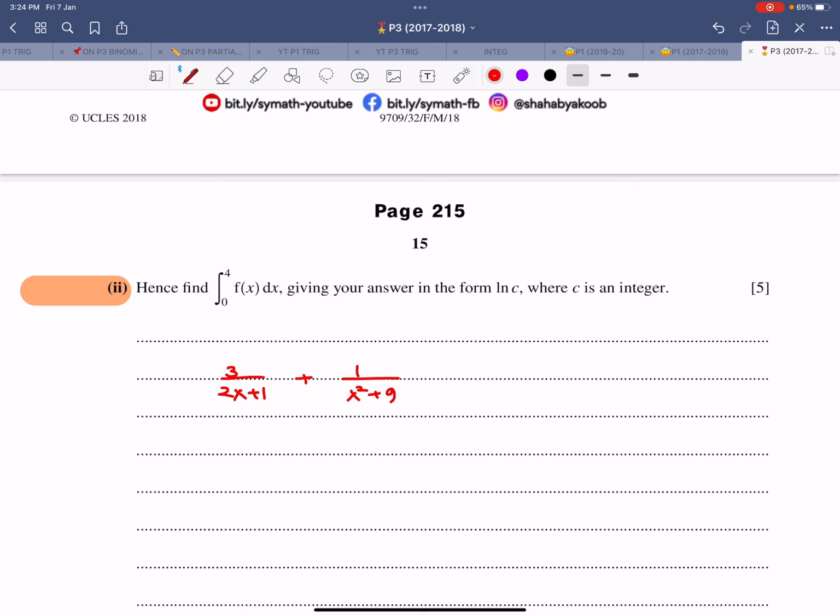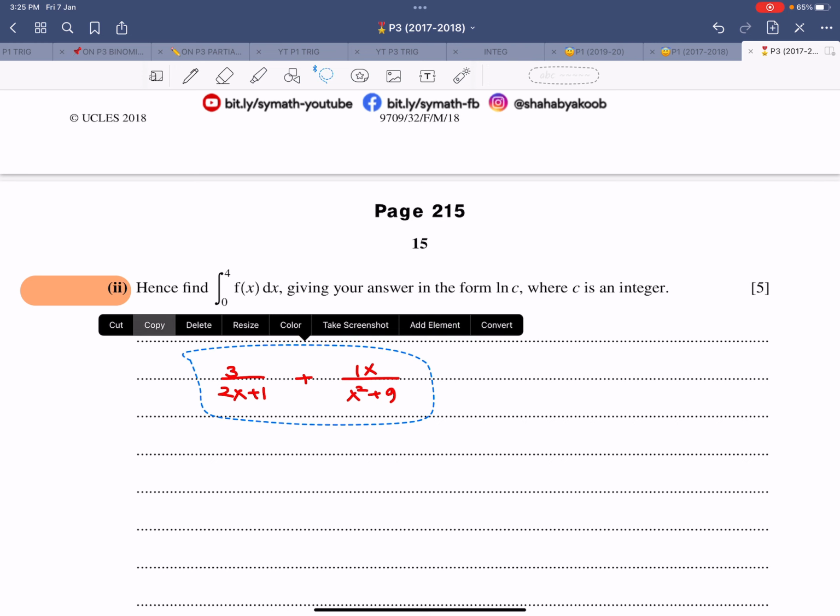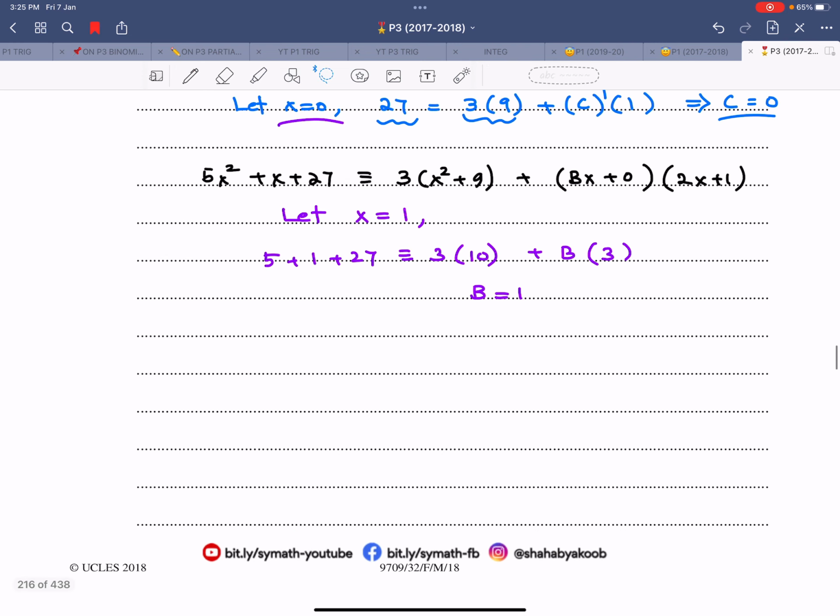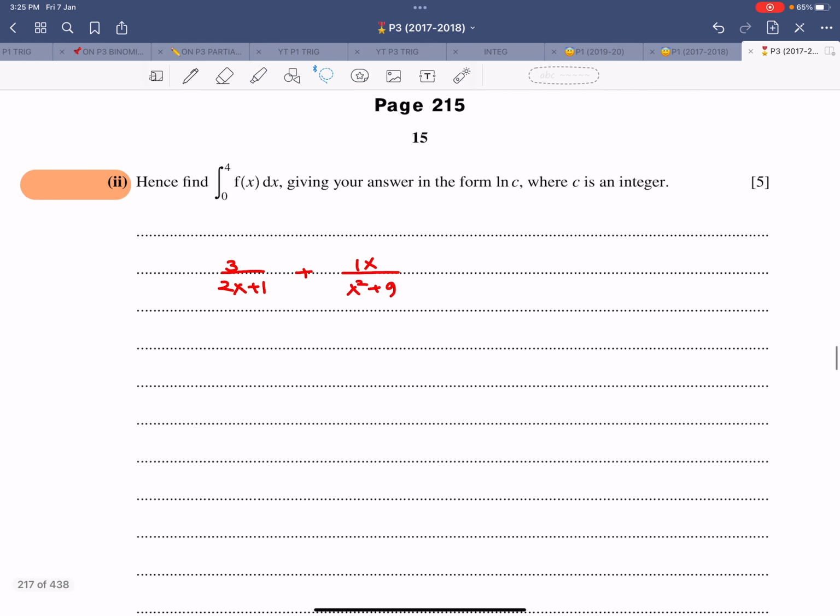And what else do we have? 1x, not 1. 1x over x squared plus 9. And c is 0. So this is the expression. So let me rewrite it where it belongs. And it also belongs in the second part. So that is the answer for this part. Now what does it say? Hence find integral, giving your answer in this form.